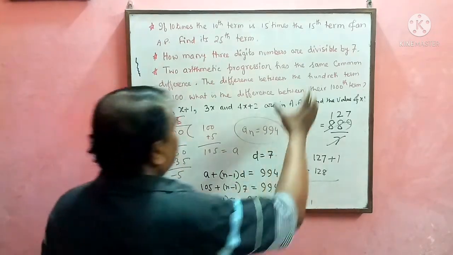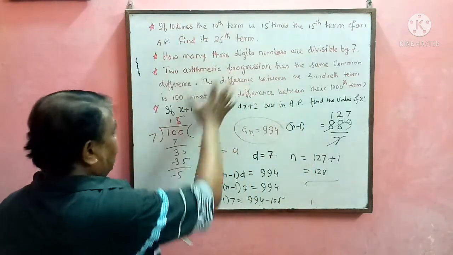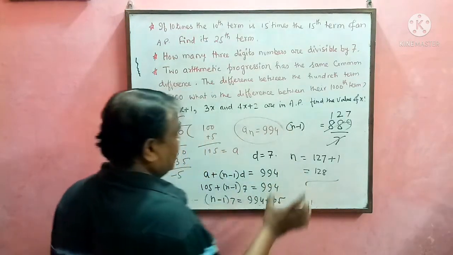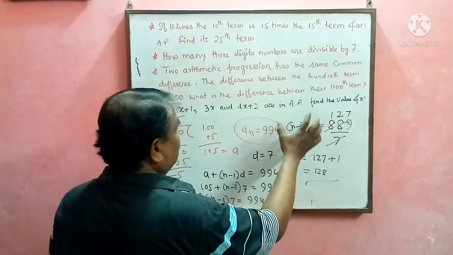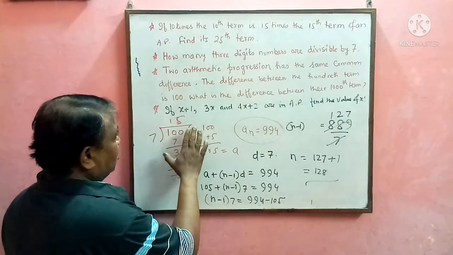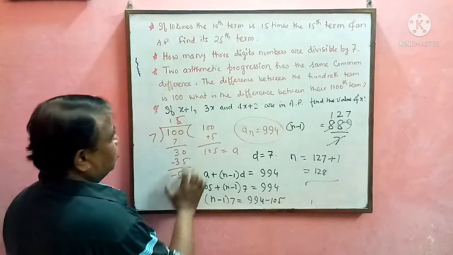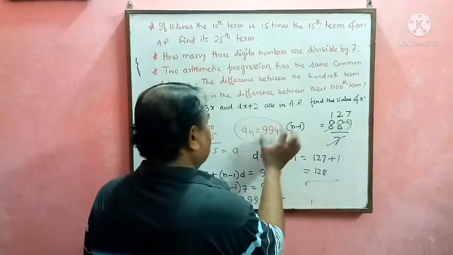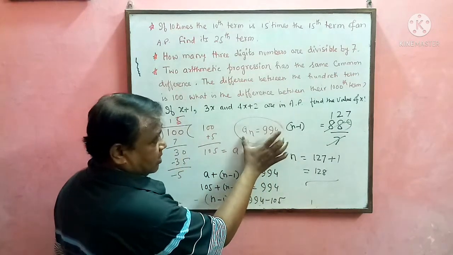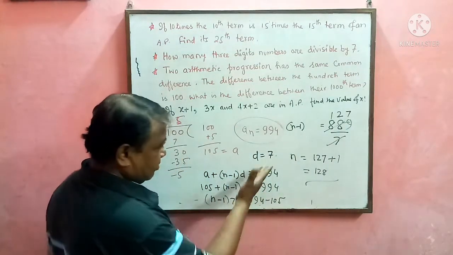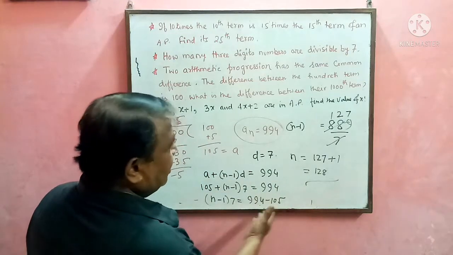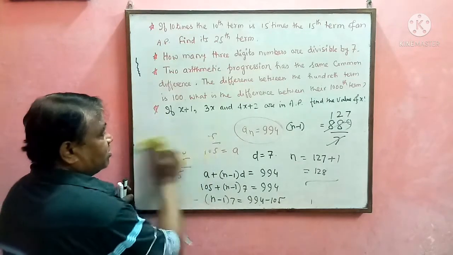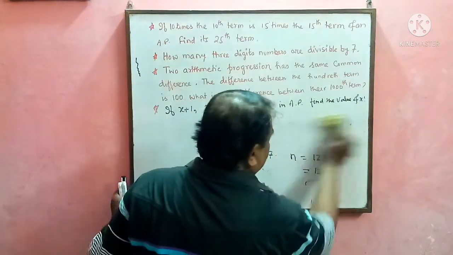What you have to do? You just take the 3-digit numbers, the least number, this is 100. The maximum number of 3 digits is 999. Then you start dividing by 7, and here you take a bit more so that you will get the first term, and whatever remainder is there, you just subtract it, you will get this one. This is the last term, and the common difference we have. This way you use this identity. There are 128 terms which are divisible by 7, and they are 3-digit numbers.